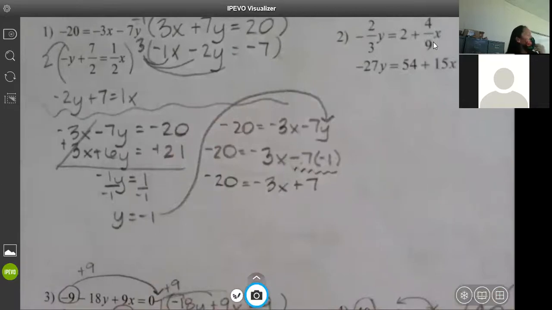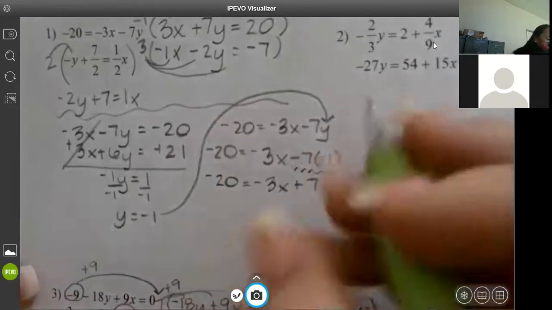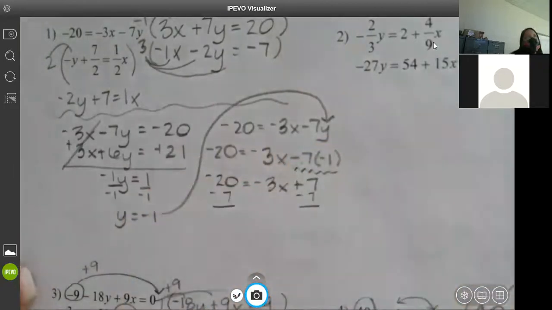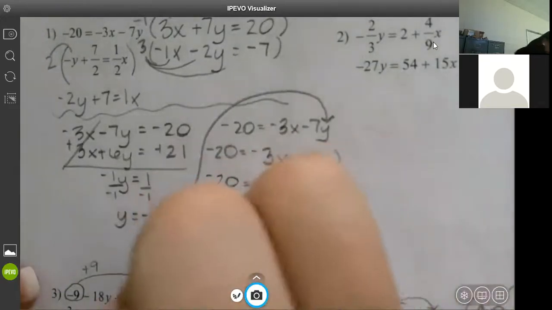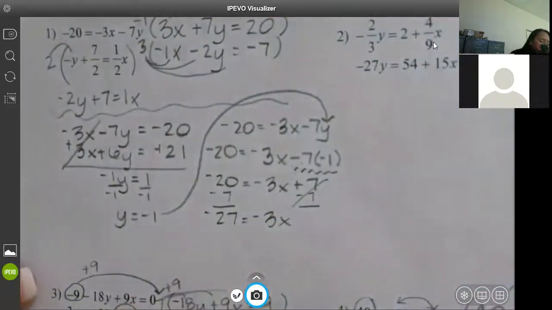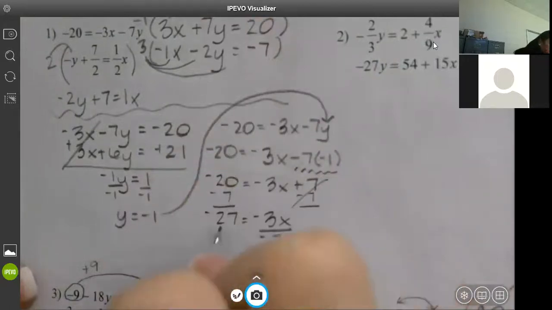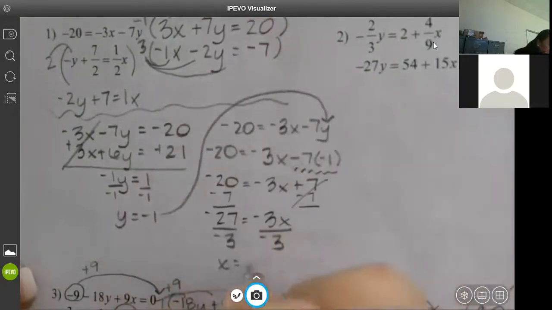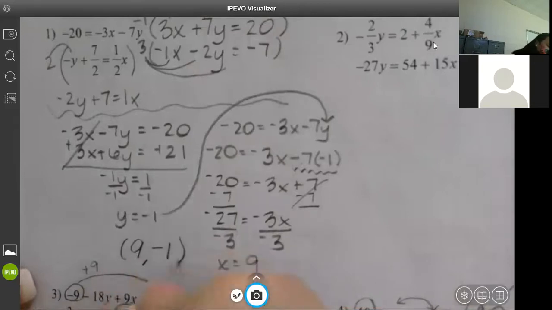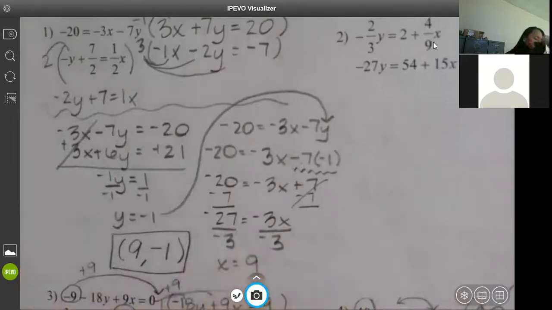Solve for x like we've been doing since the very beginning of the year. I need to get x by itself, so I'm going to subtract that 7. So -20 minus 7 is -27 equals -3x. Last step, divide by -3, and you get x equals 9. Your xy is 9, -1.